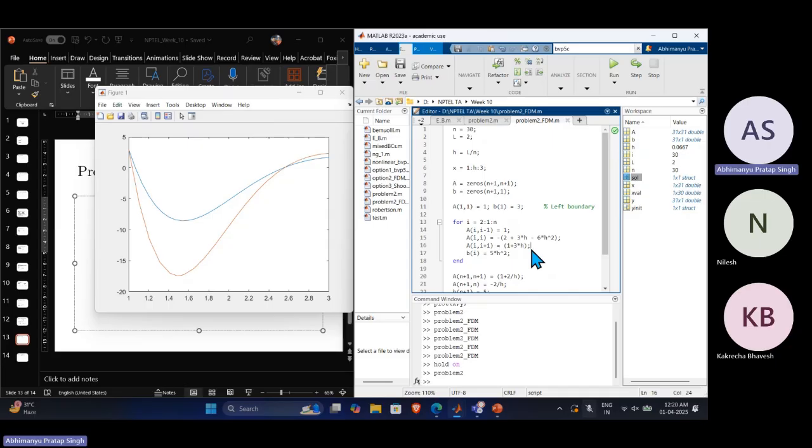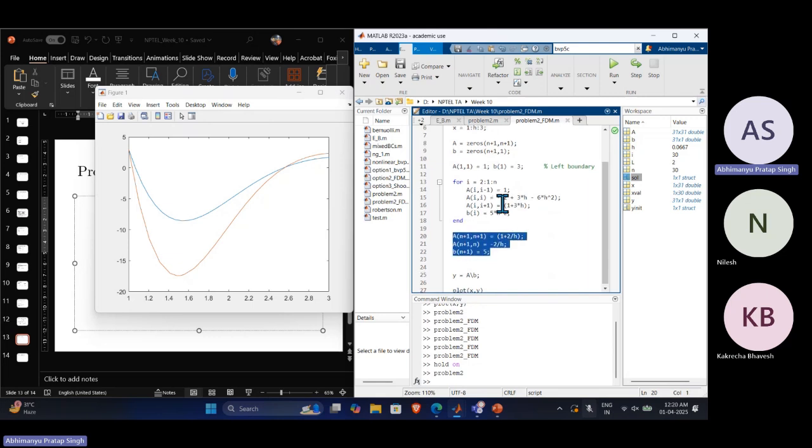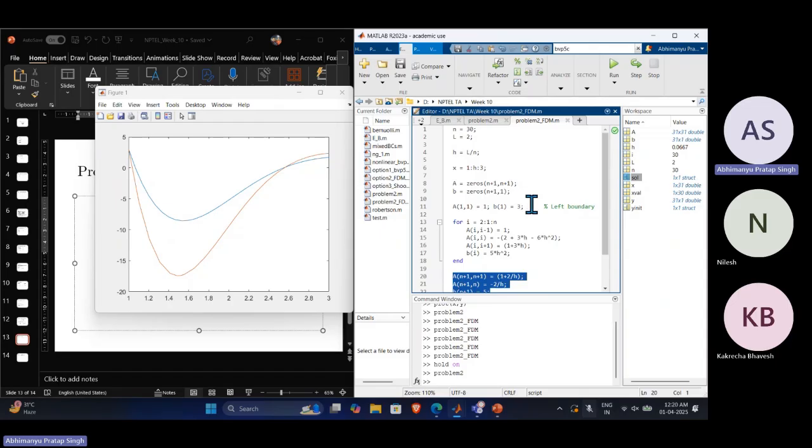Usually, it is advised that we use the central difference formula for all the mid calculations, like for all this for loop calculations. And at the end, if some mixed boundary condition is given to us, then we should use the backward difference formula for this end, and the forward difference formula for the left boundary condition. Okay.